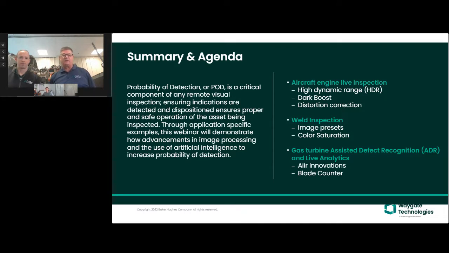You maybe know a little bit about HDR from taking images on your cell phones. We'll talk about a live tool called Dark Boost that can help you with different scenes in an engine, and talk a little bit about distortion correction. We'll have some images in a weld application where we can look at color saturation, and we'll talk about a way to take some of these image transformations and set up a preset so that if you use them all the time, you don't have to take the time during each inspection to set them up. You just hit one button and they are already turned on for you.